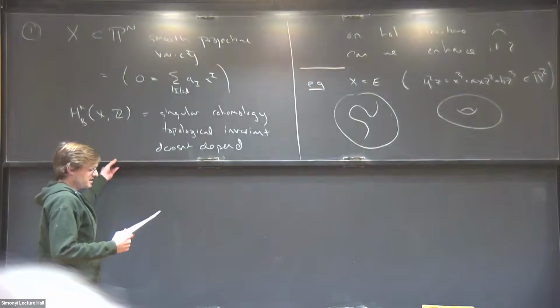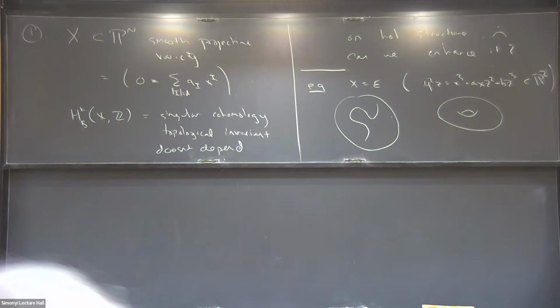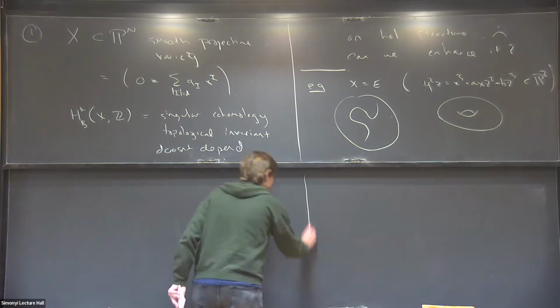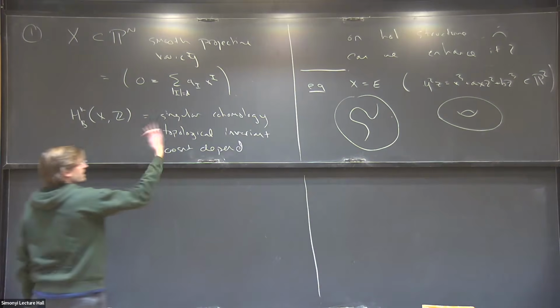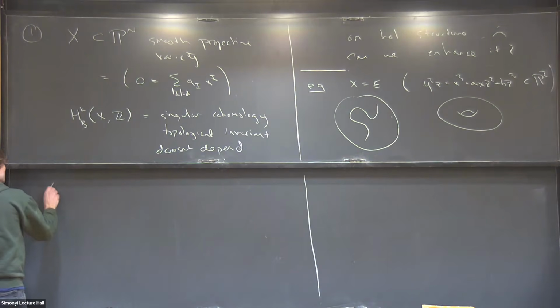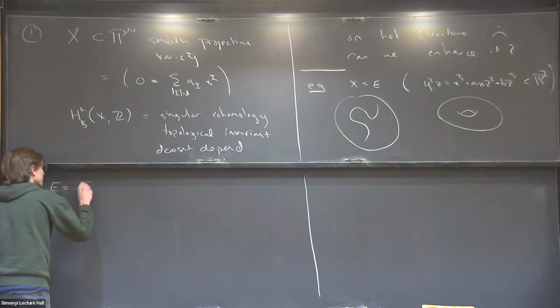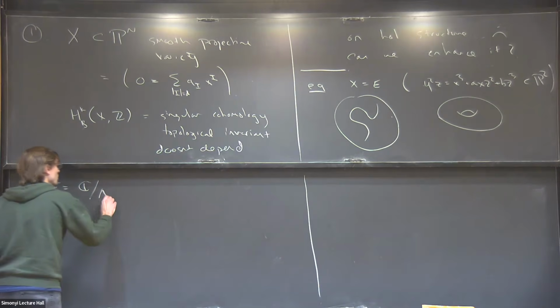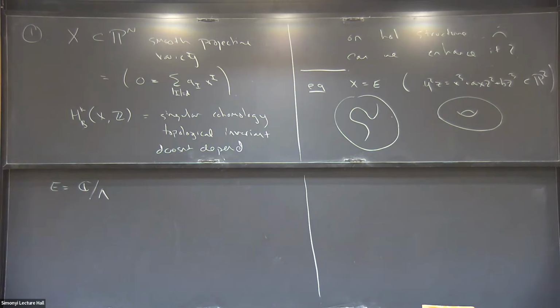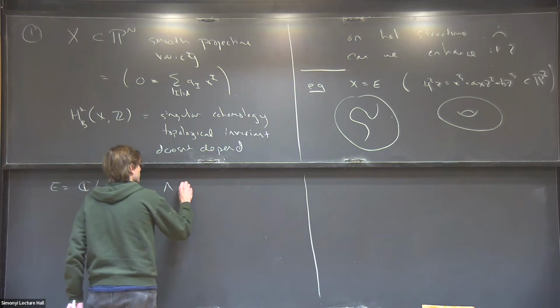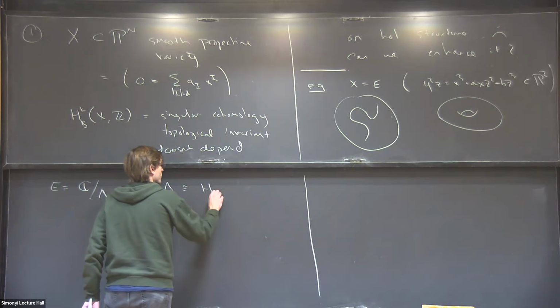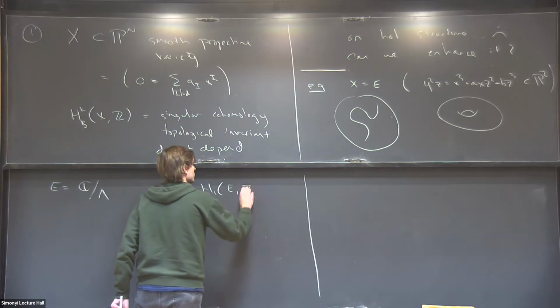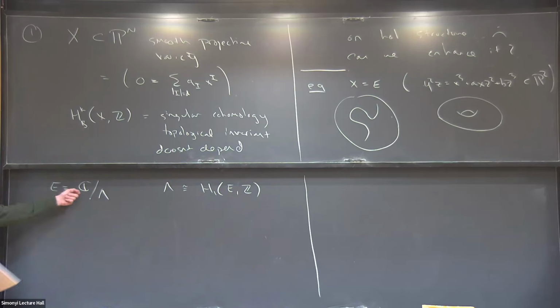We know from complex analysis that as a complex manifold, E is always the complex plane modulo some lattice. And in fact, this lattice then gets canonically identified with the first homology. In fact, the fundamental group, because C is then the covering space.